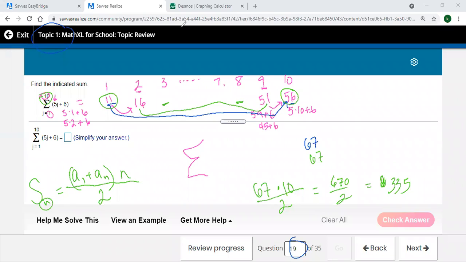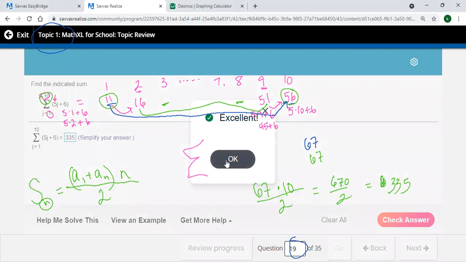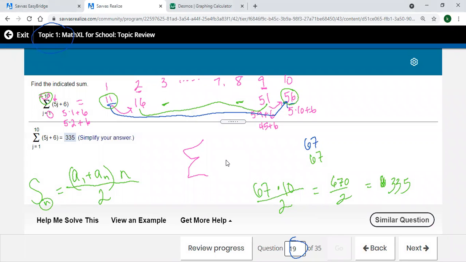Oh, I didn't type my answer in. Check it. Let's do that quick. I said 335. Let's see how I did. Excellent. All right. Happy summation.